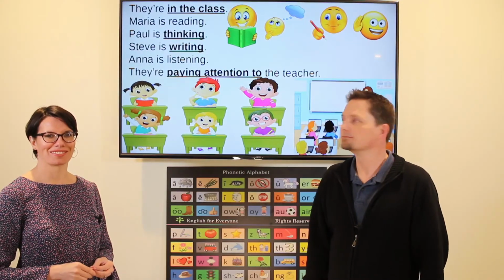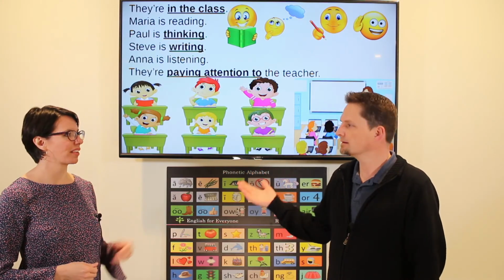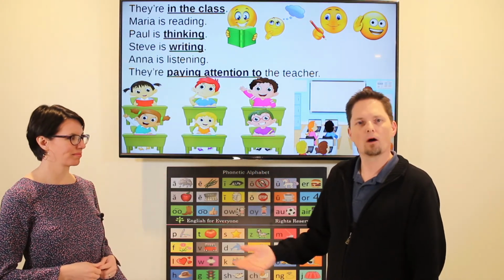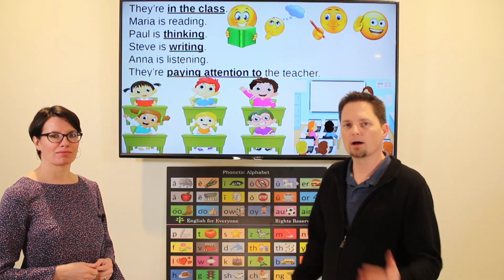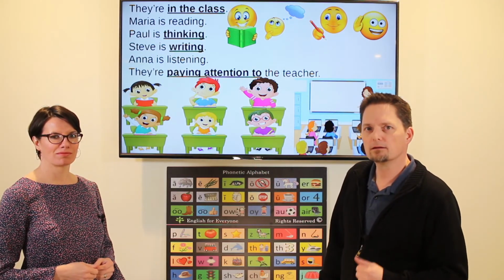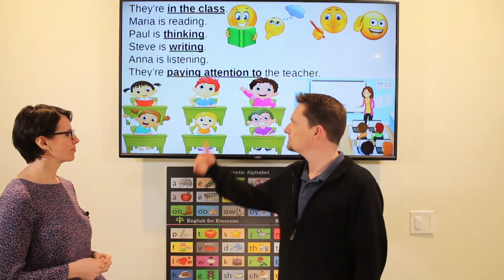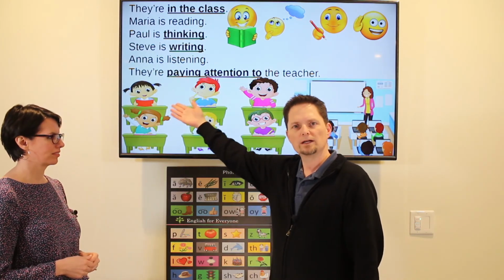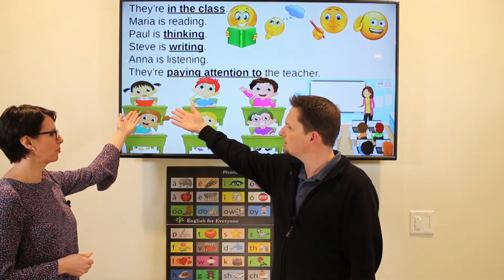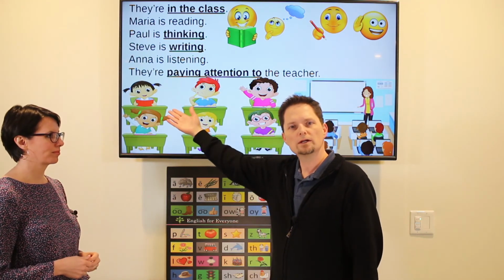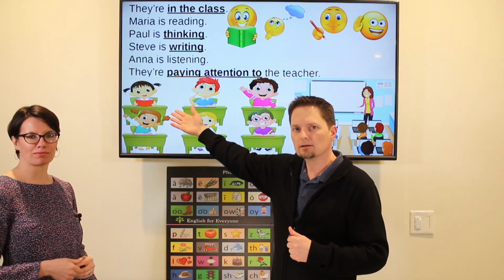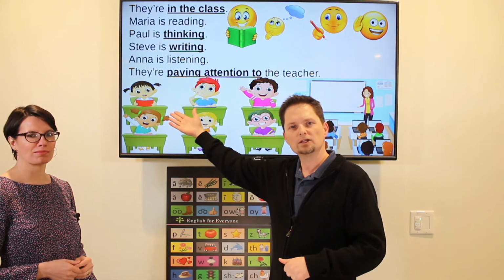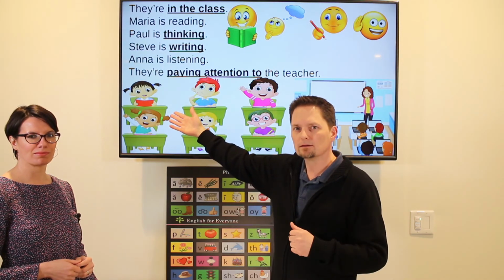Let's practice. Where are they? They're in the class. Where are they? Respond. Very good. Question. Who is she? She is Maria. What is she doing? She's reading a book. Very good. Who is she? Respond. What is she doing? Respond.